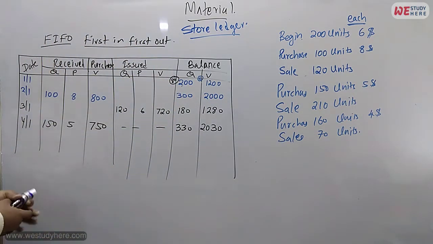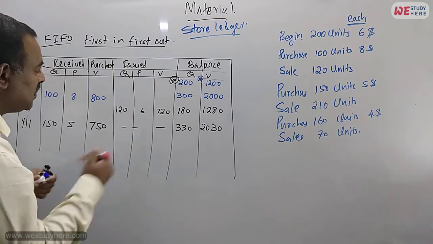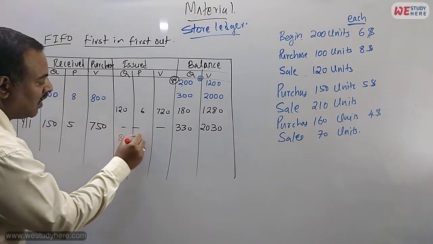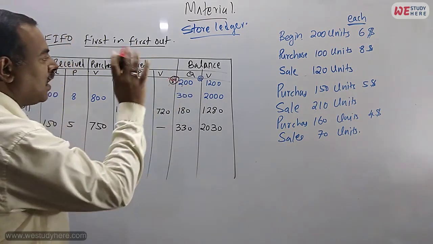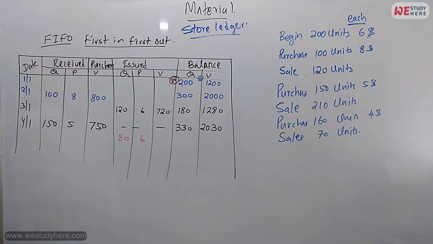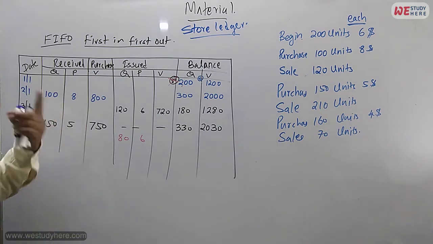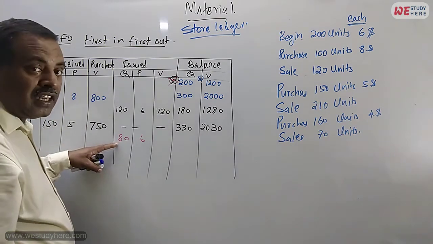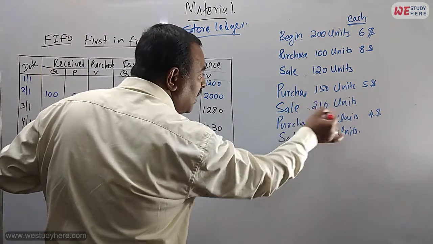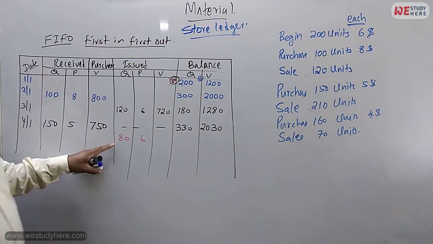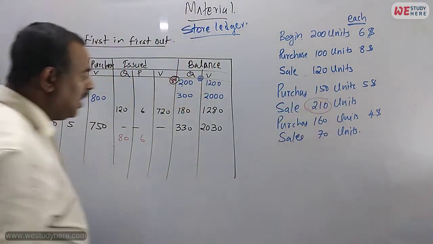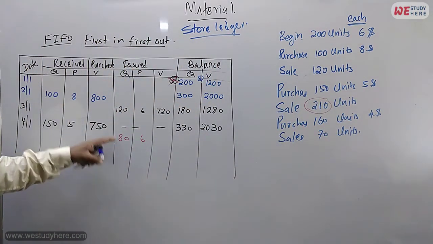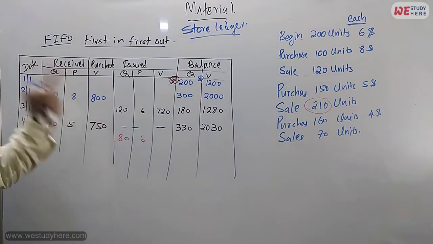Okay, we'll see now, one by one. We can issue this 80 first. Price, which price? $6. Then if we issue 80, it becomes 0. Quantity 0 here. But we need to issue 210, right? Still how much do we need to issue? Another 130 we need. 80 only issued, 130 from the next purchase.